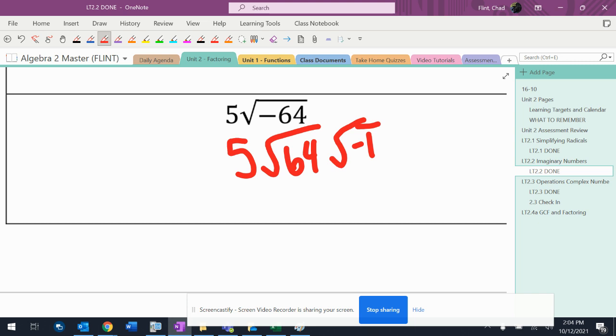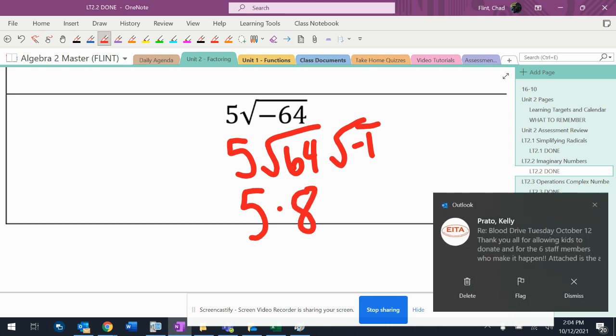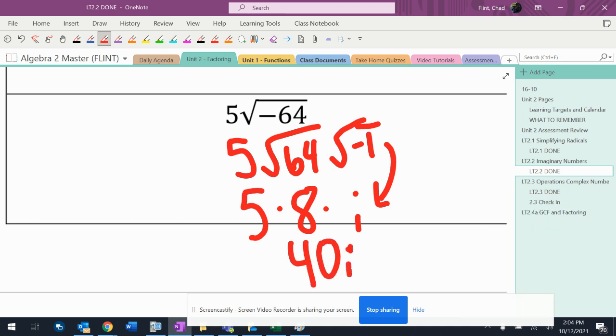All right, so what happens? Normally I'd take 64 and start figuring its factors out, but here's the problem: 64 is a perfect square. Its square root is 8. This is 5 times 8, and then times i, because the square root of negative 1 is i. 5 times 8 is 40, so that's just going to be 40i for that one right there.